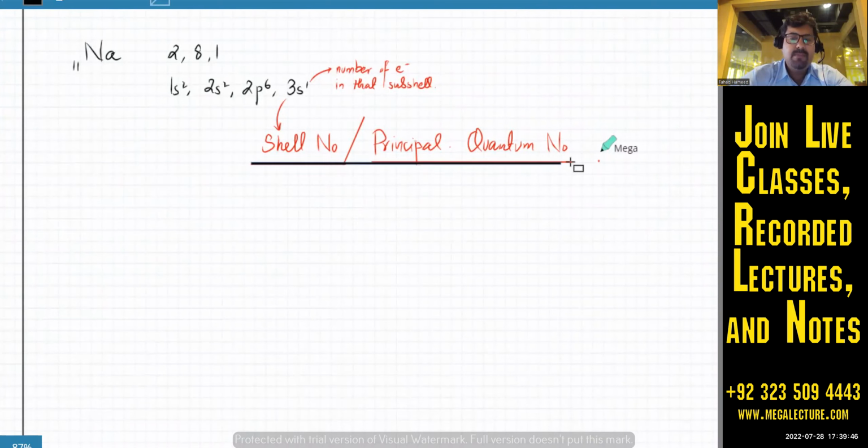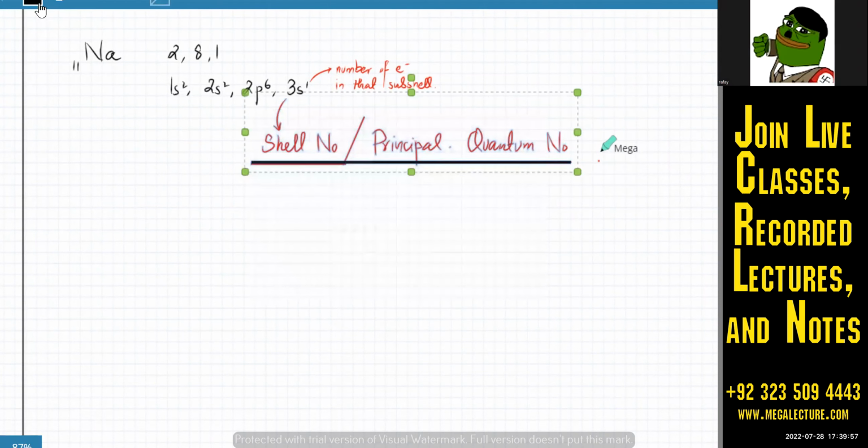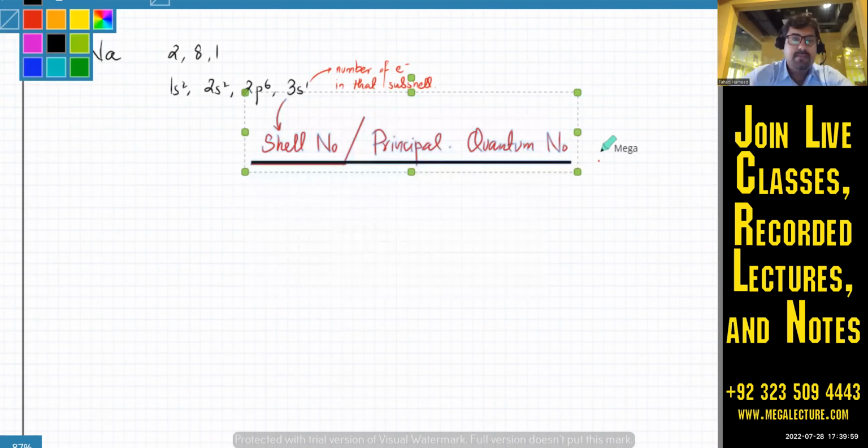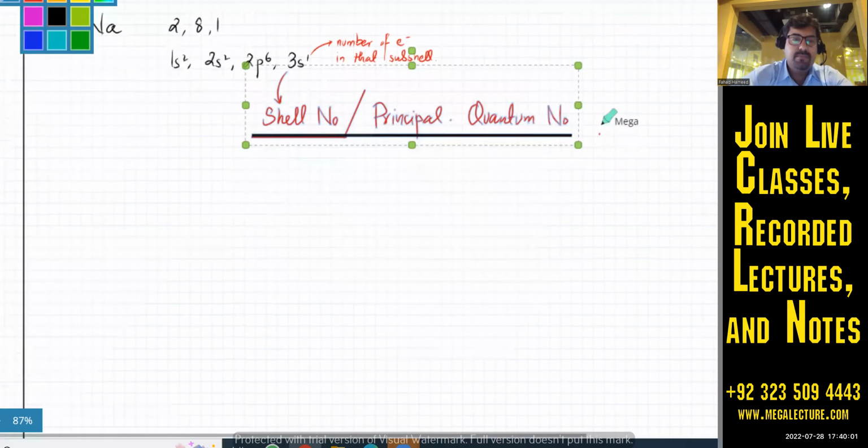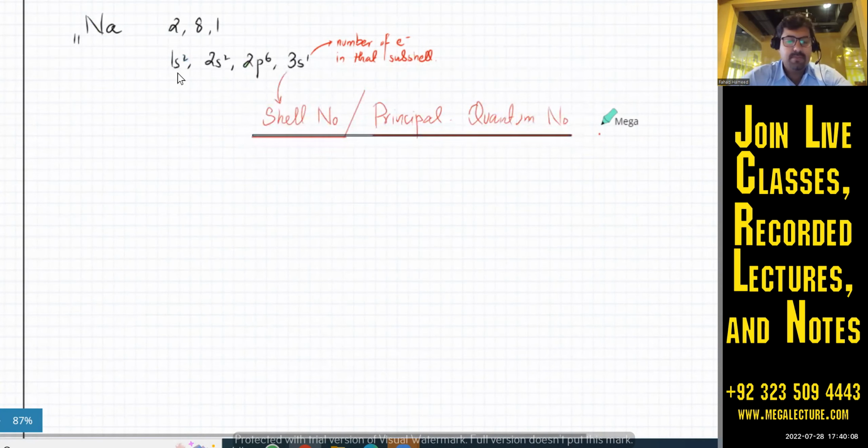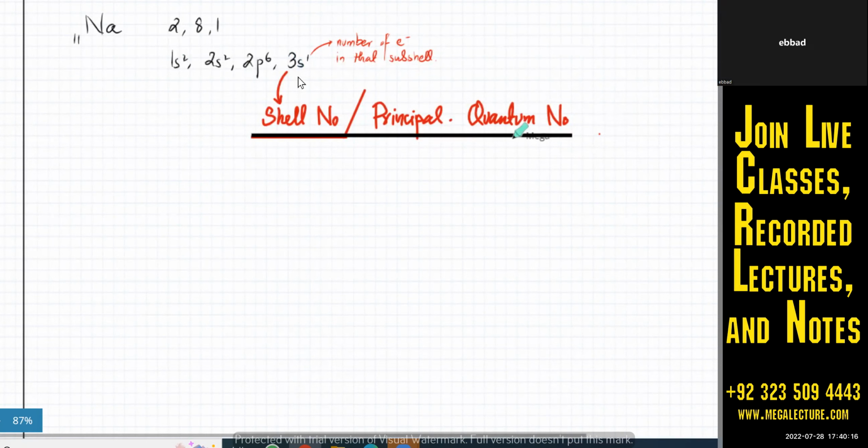So can anyone tell me what is the shell number? What does it tell you? I mean, you already know this from O levels that there are things called shells. Period number. But what does it represent? I said my question is, what does this 3 represent? How much further the electrons are from the nucleus?